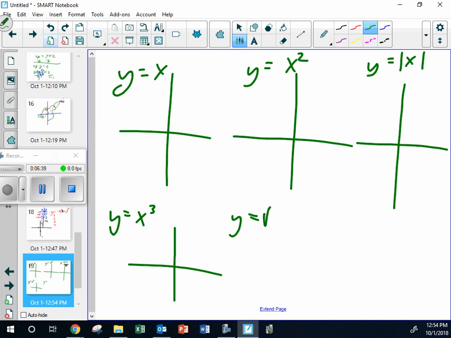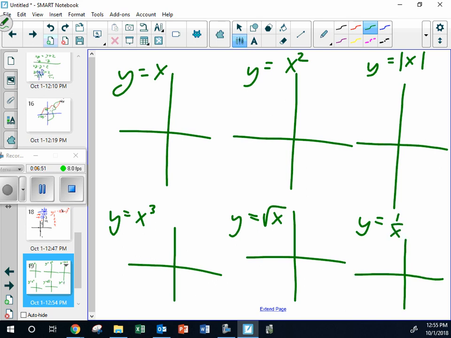And then there's square root of x. I know at some point somebody showed you that, but you might have forgotten it. And lastly, what do you think the most complicated one is? 1 over x. Would you please sketch all 6 of those?